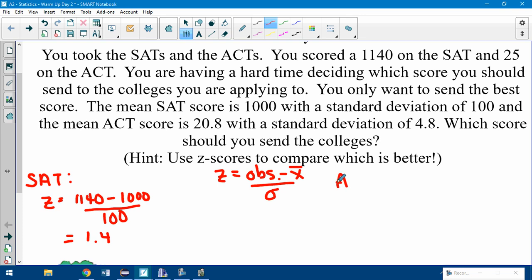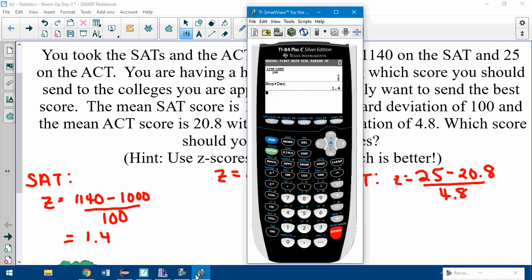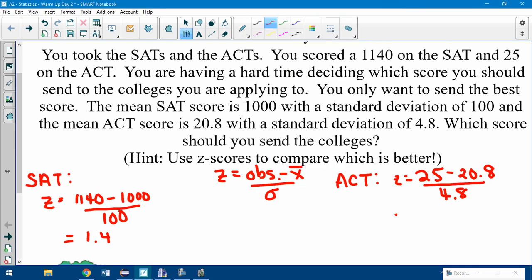Let's do the same with ACT now. So for the ACT, our observed value was 25, because that's what we got on there. So z equals 25 minus the mean was 20.8 divided by a standard deviation of 4.8. And I can use alpha y equals again. 25 minus 20.8 divided by 4.8. 0.875.